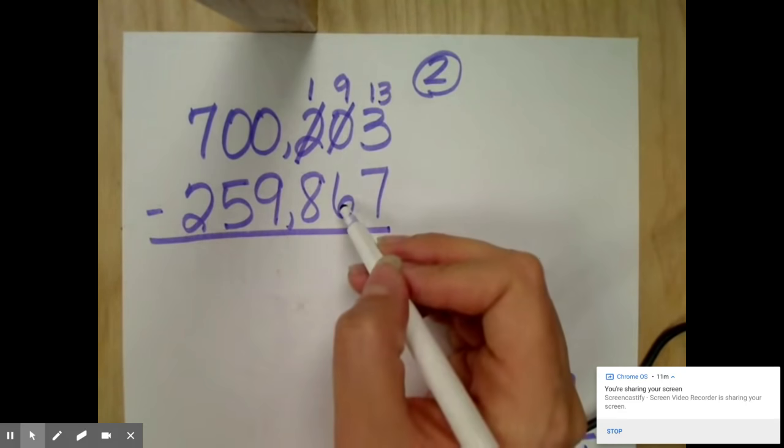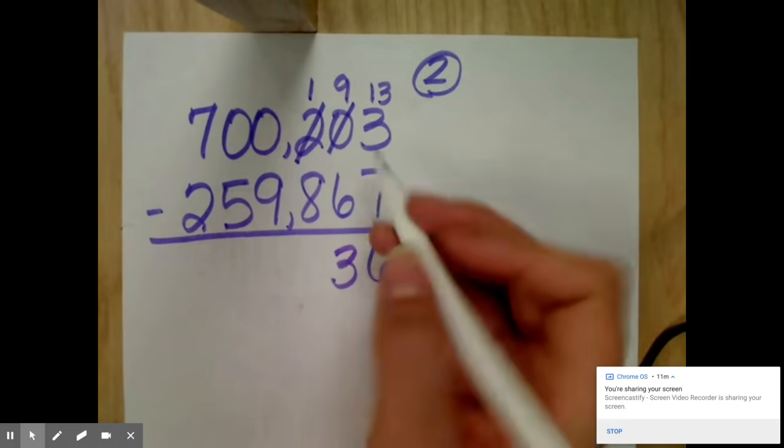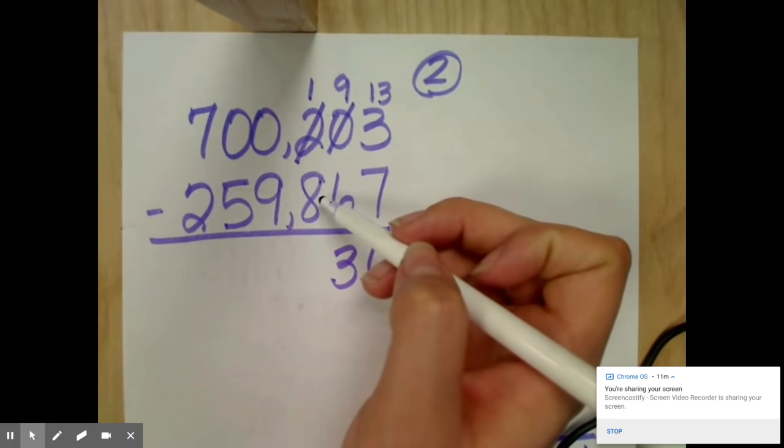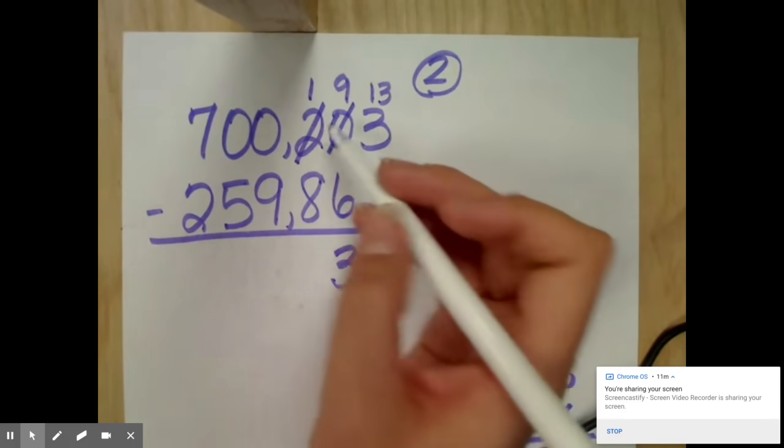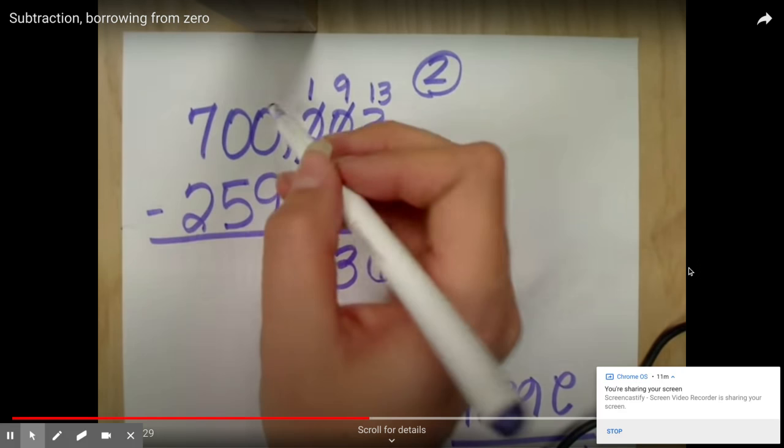You're going to see this again. So if that was a little tricky, don't worry. So I do 13 minus 7 is 6. 9 minus 6 is 3. Oh, it happened again. Let's freeze it. Let me go back.